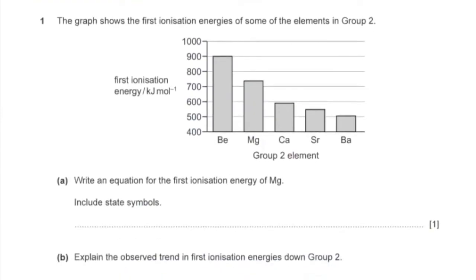Question number 1. The graph shows the first ionization energies of some of the elements in group 2. Part A, write an equation for the first ionization energy of magnesium, include state symbols. So first ionization energy is the energy required to remove an electron from a gaseous neutral atom. So a magnesium neutral atom in gaseous state loses an electron and becomes Mg+ in gaseous state, and an electron.